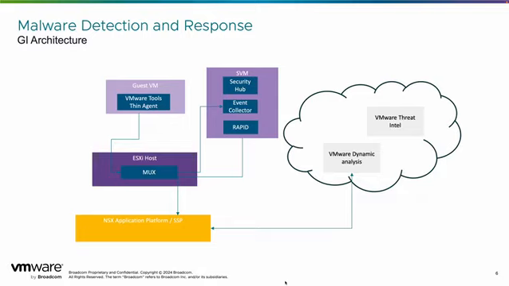So the guest introspection agent runs as part of VM tools. It's a very thin agent and basically is able to trap, as I mentioned, file writes, send those through the MUX on the ESXi hypervisor to a security virtual machine, an SVM. That SVM runs as part of each ESXi host. And on this security virtual machine, you have something called the security hub, the event collector, and RAPID, which is an acronym that stands for our ability to look at files in a quick and efficient fashion.